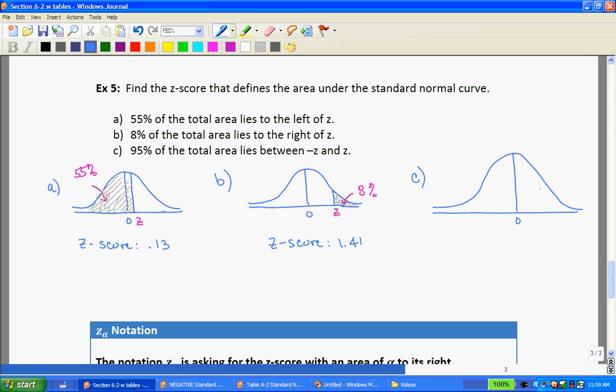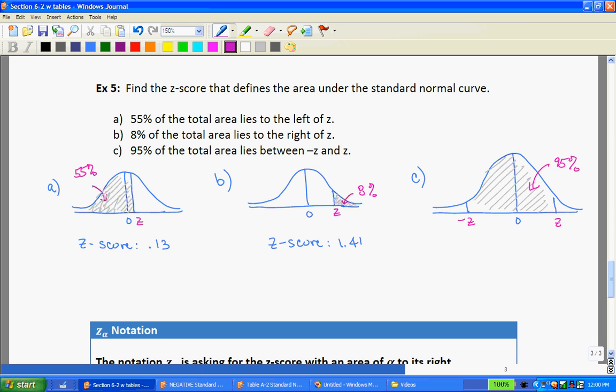Well, we're kind of used to that number, 95, and that means we're probably out this far, and we have z and negative z. And we know that the area in here is 95%.